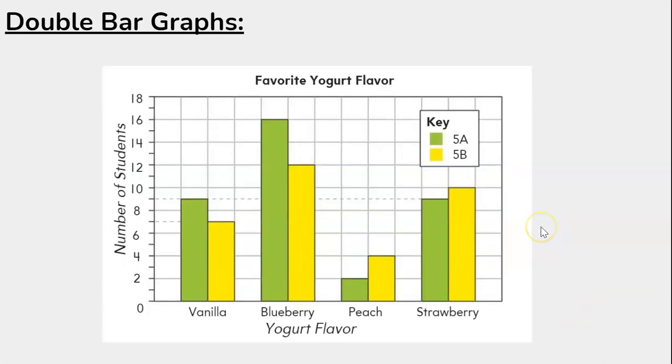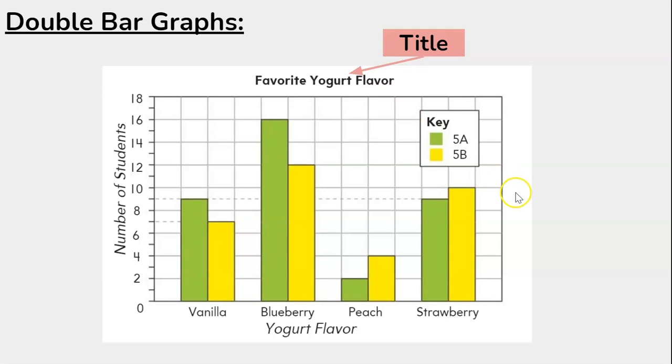Here's that picture just a little bit larger. We're going to go over the important areas in a double bar graph that we need to pay attention to when we are analyzing it. In a double bar graph, there's always going to be a title. The title tells us what we are supposed to be seeing in this graph. In this graph, we're seeing the favorite yogurt flavors.